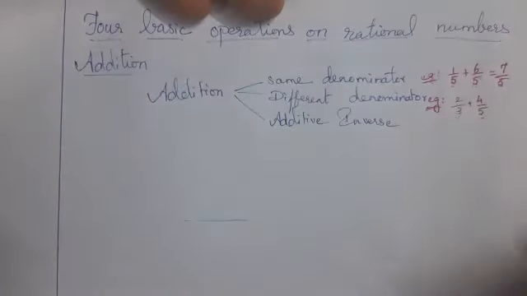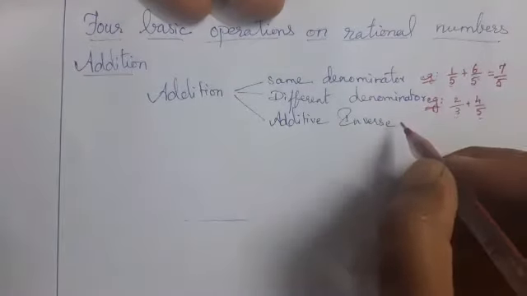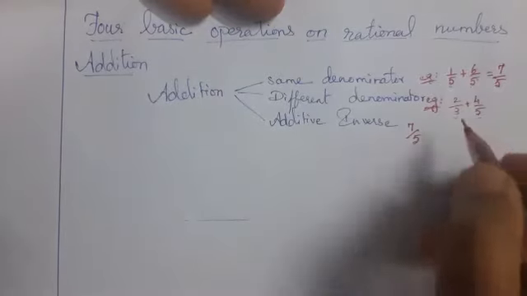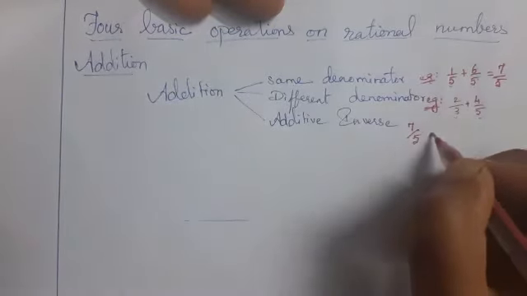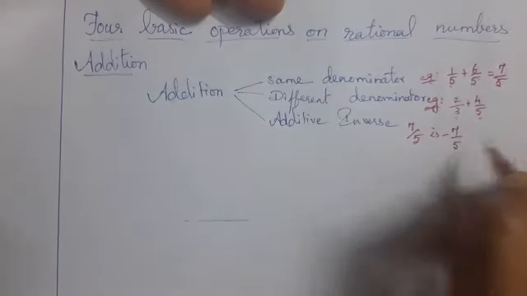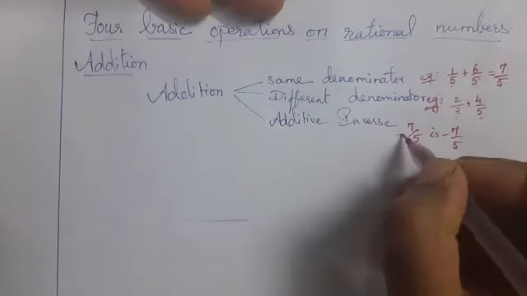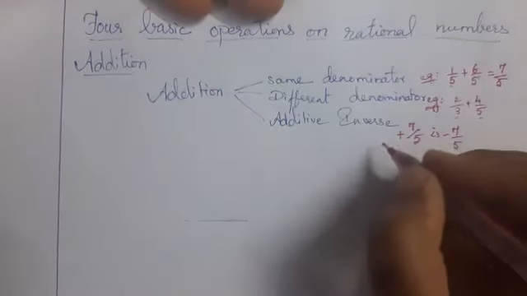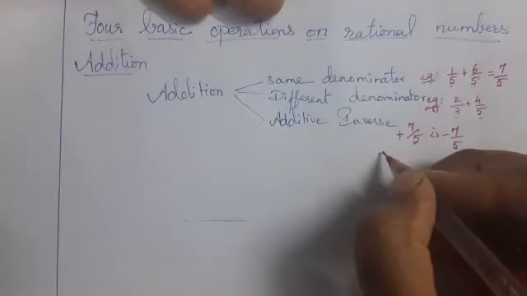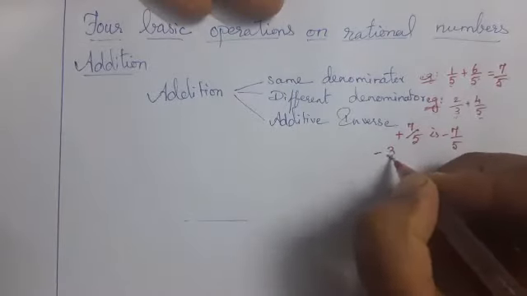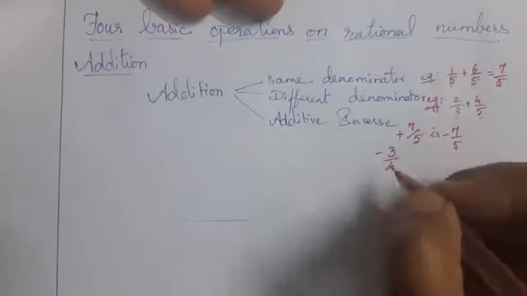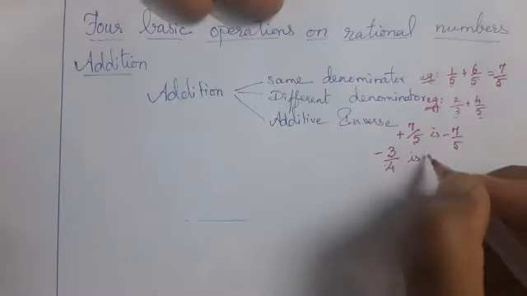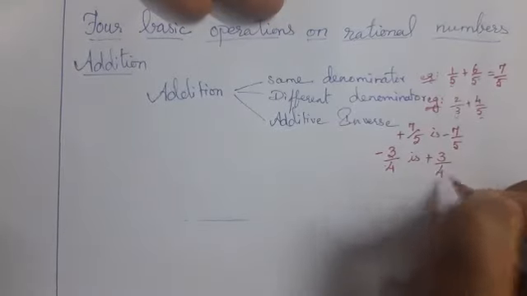you can add. Additive inverse means if you have 7 by 5, the additive inverse of this is minus 7 by 5. That's all. Just you must change the sign. Plus 7 by 5 is changed into minus 7 by 5. If you have a number in negative, that is minus 3 by 4, the additive inverse of minus 3 by 4 is just change the sign, minus to plus, and write the number.